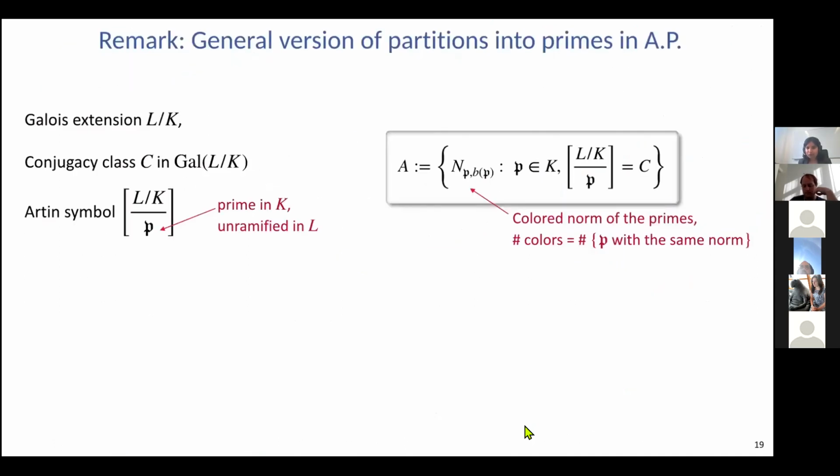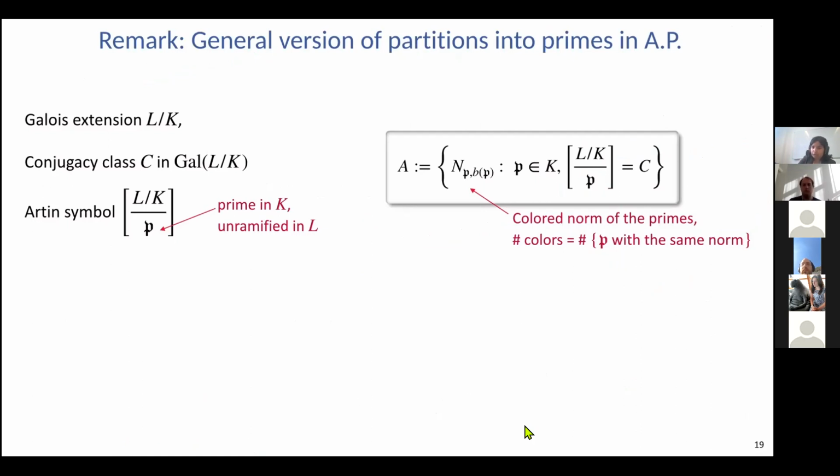Lastly, I want to make a remark about the Chebotarev primes, how they are different, or what needs to change in the proof. So for this setup, you have a Galois extension L over K, a finite Galois extension, and then you have a conjugacy class C in the Galois group. You will have this Artin symbol for the primes in K which are unramified in L.